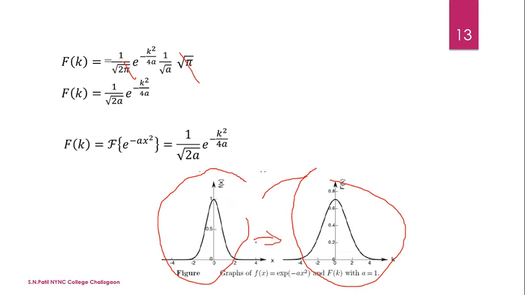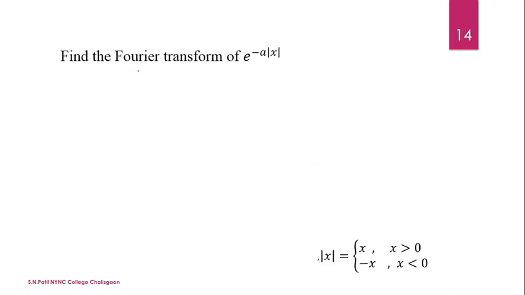Now let us take the second example, which is related to the mod function. Find the Fourier transform of e raised to minus a mod of x. Now see here, before we proceed, we discuss the value of the mod function, because the definition of the Fourier transform is defined on minus infinity to plus infinity. Now we first discuss the mod of x. When x lies between minus infinity and 0, then the value of mod x is minus x.